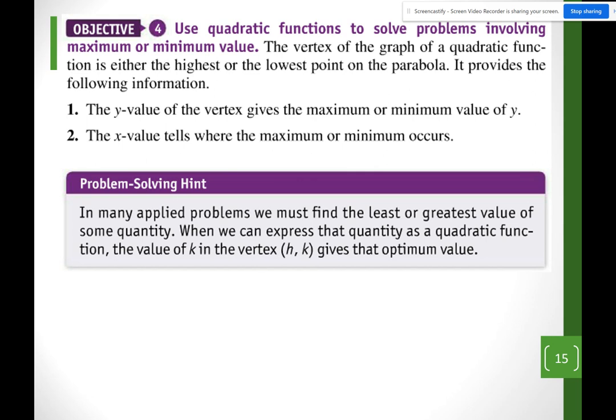Now, using the quadratic function to solve problems involving maximum and minimum values, the y value of the vertex gives me the maximum or minimum value of y. The x value tells where the maximum or minimum occurs. This is very important. Very, very important.